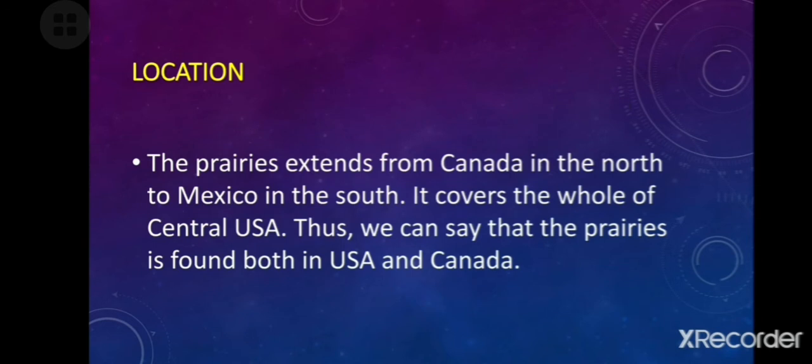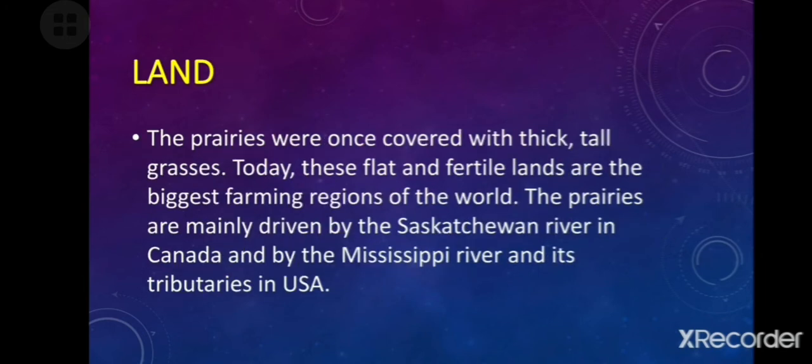Location. The prairies extend from Canada in the north to Mexico in the south. It covers the whole of the central USA. Thus, we can say that the prairies are found both in USA and Canada. Land. The prairies were once covered with thick, tall grasses. Today, these flat and fertile lands are the biggest farming region of the world. The prairies are mainly drained by the Saskatchewan River in Canada and the Mississippi River and its tributaries in USA.